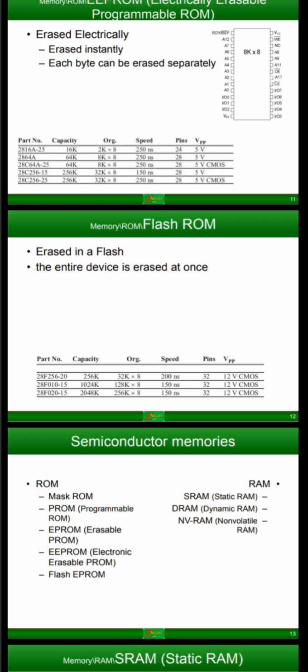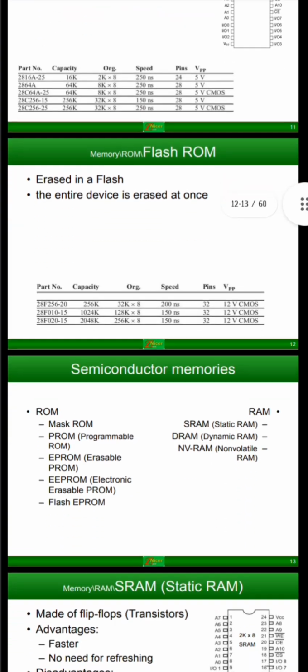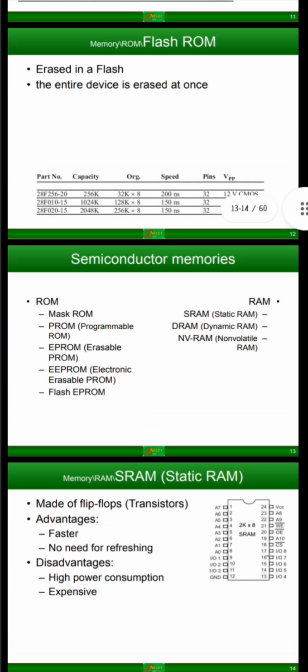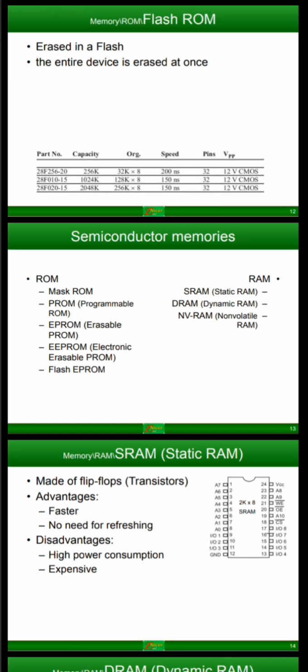Then we have the flash memory. It is erased in a flash; the entire device is erased at once. Then we have its table, the part number, for example 28F256. Its capacity is 256K and its organization is 32K of 8 bits each. Its speed is 200 ns and it has 32 pins. It operates at a voltage of 12 volts.